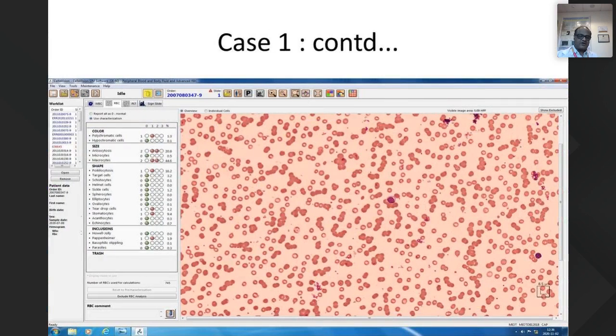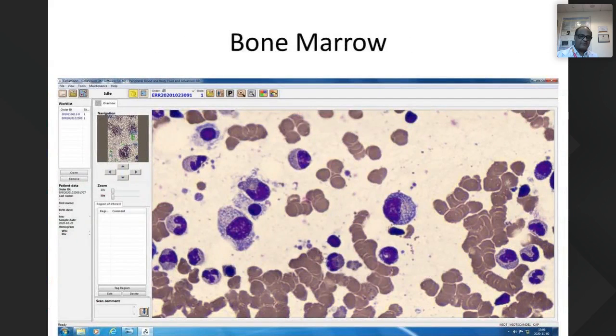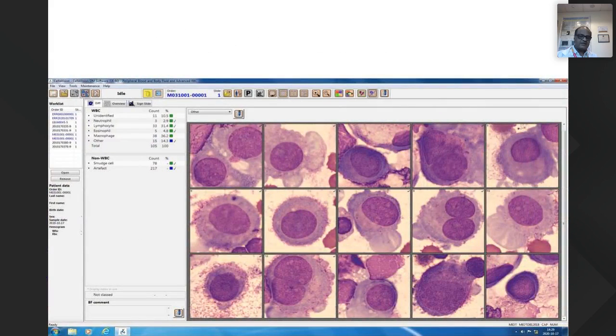The last one: you remember the first slide, I told you about the 21-year-old guy who had a rouleaux formation. The bone marrow of the same patient was uploaded on the CellaVision, and you can see the bone marrow also can be done. I told you about the body fluids; here I'm talking about the bone marrow also. That is one of the utilities of the CellaVision. You are seeing the bone marrow of the same patient with monoclonal gammopathy, and you can see the classified plasma cells.